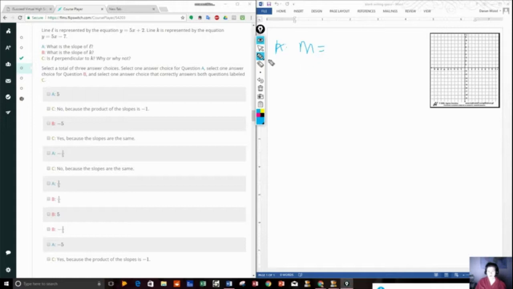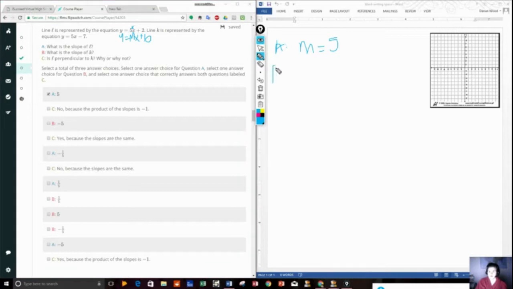Alright, well, I remember that this equation, y equals 5x plus 2, is in the form of y equals mx plus b. And I remember that m is our slope, and 5 right there is in the spot where the m is, so our slope is 5. So then I'm going to go through here and I'm going to look for A with a 5. So question A is 5.